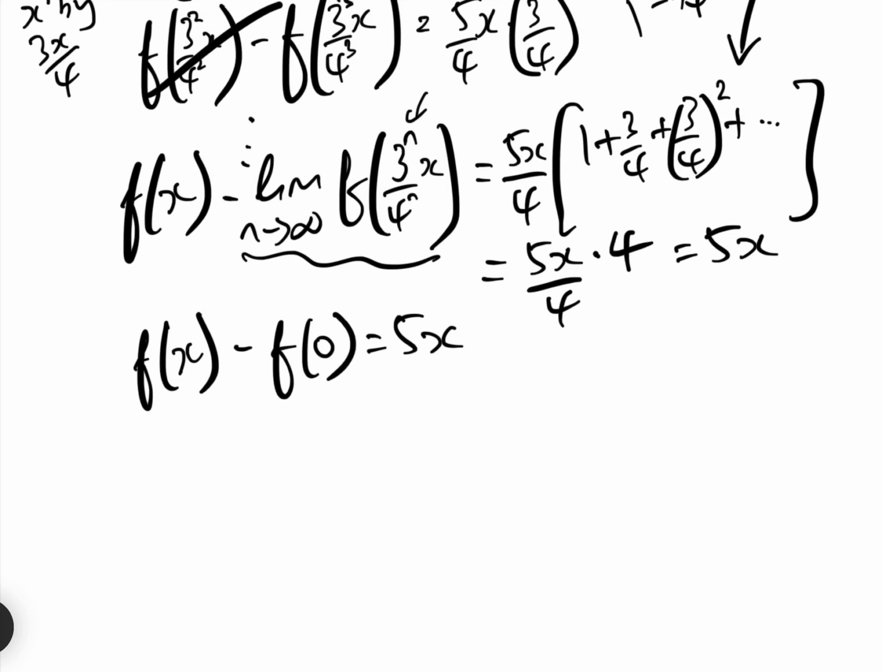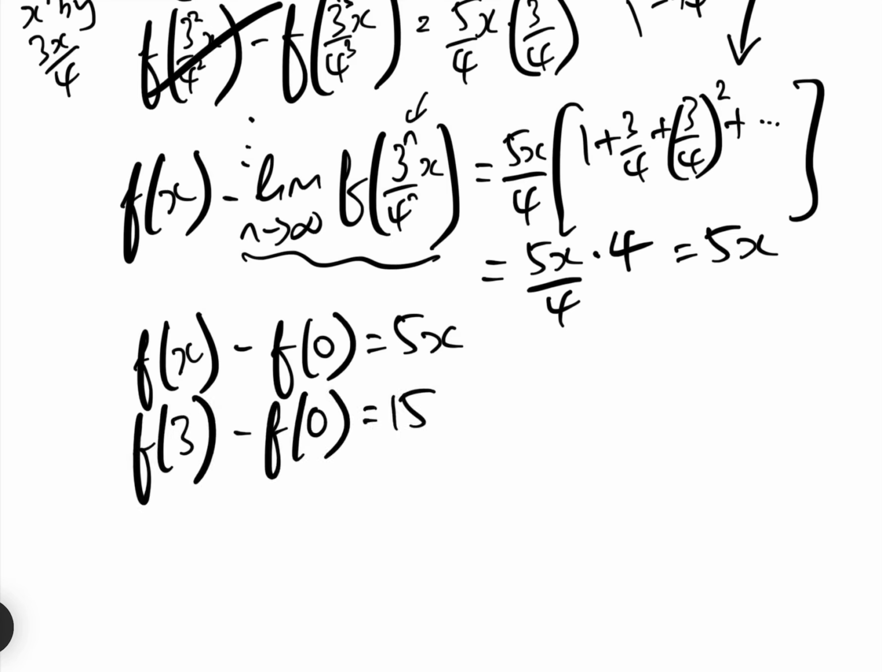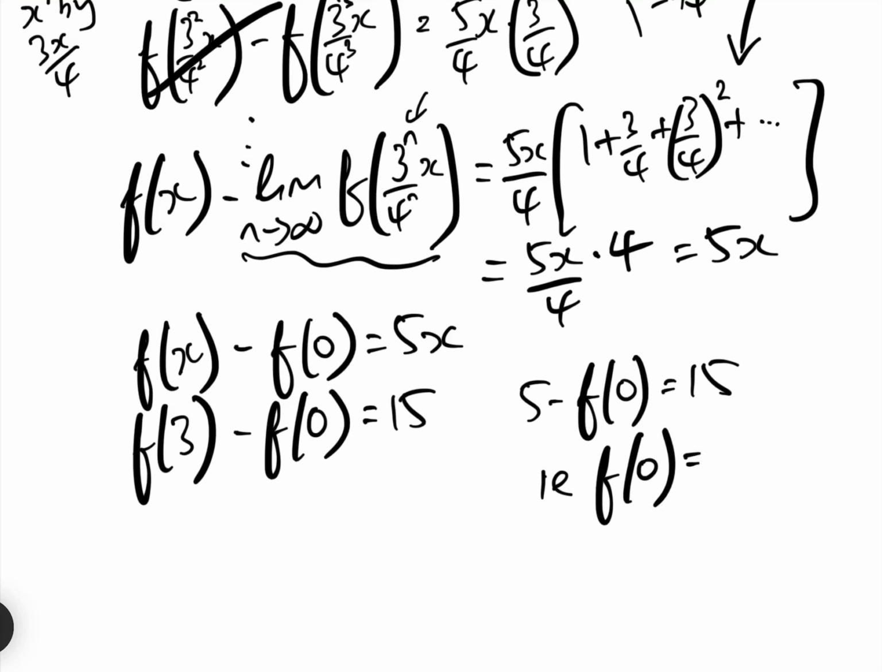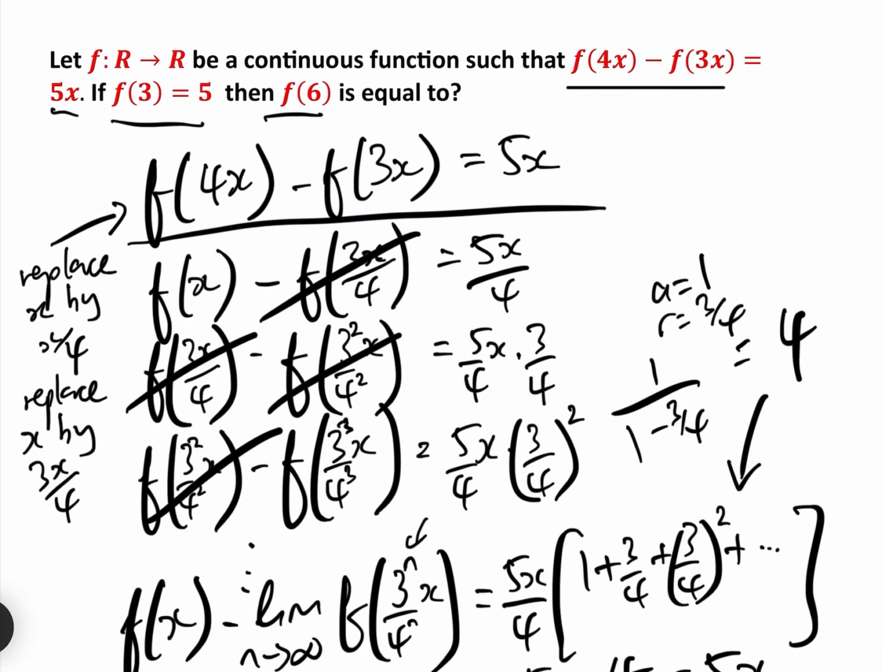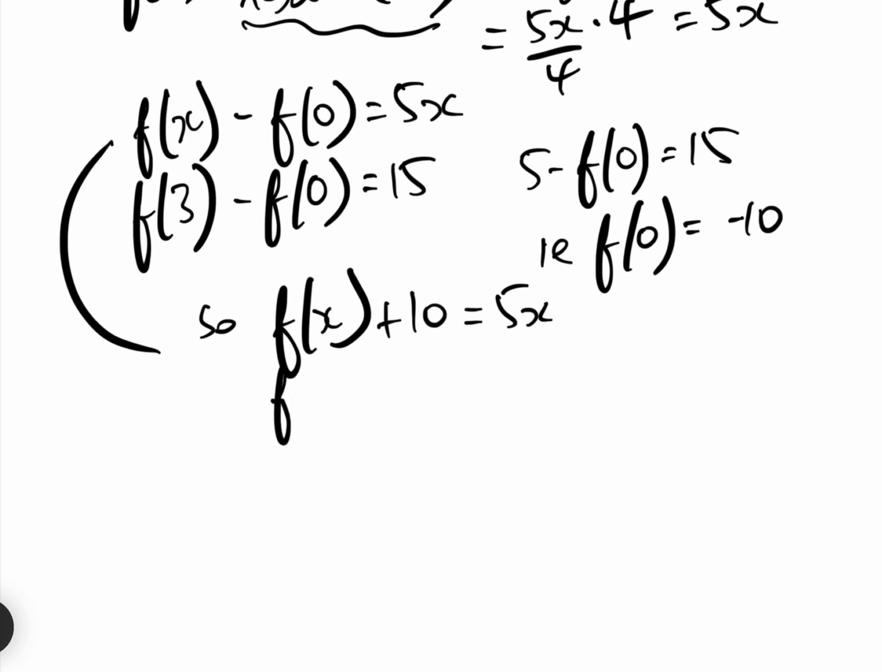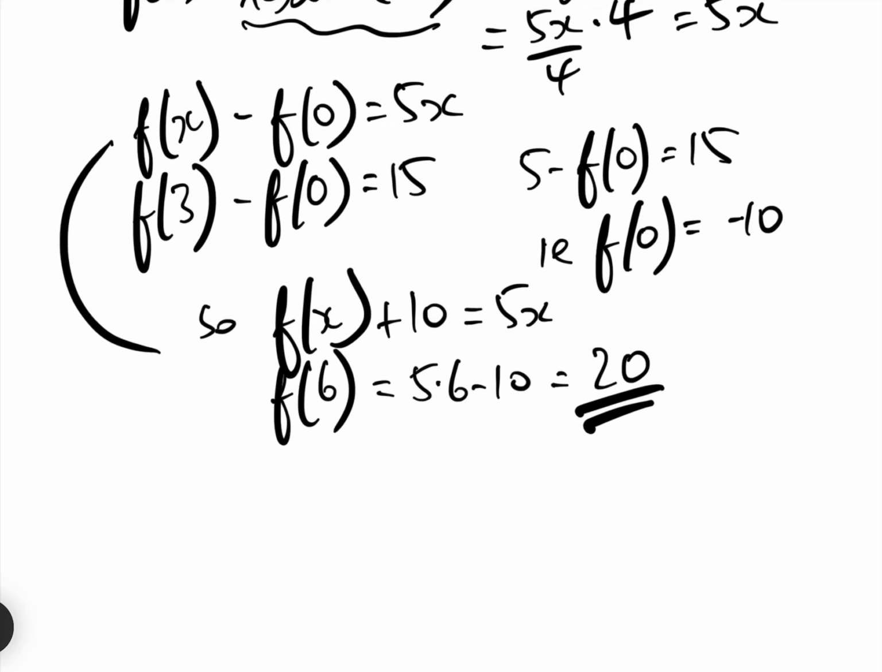And in the question we're told that f of 3 is 5, so f of 3 minus f of 0 equals 15, and f of 3 is 5, and so therefore 5 minus f of 0 equals 15, i.e. f of 0 equals minus 10. So therefore we have f of x plus 10 minus 10 equals 5x, and then the question asks us what is f of 6. All we need to do is put 6 in, so f of 6 equals 5 times 6 minus 10, which equals 20, and that's the answer to that.